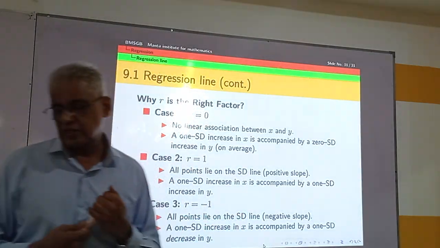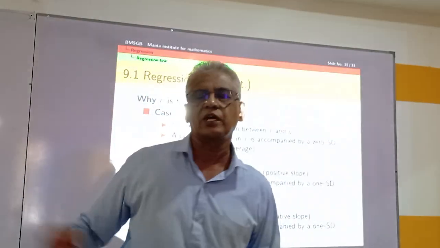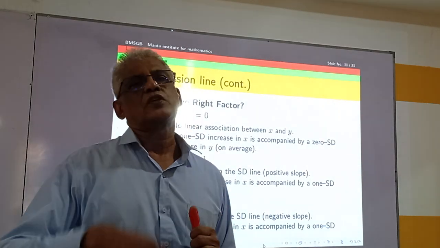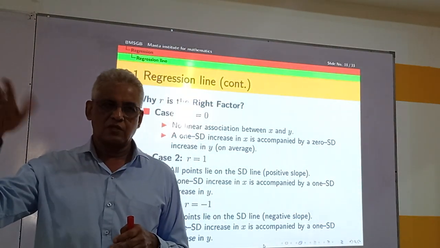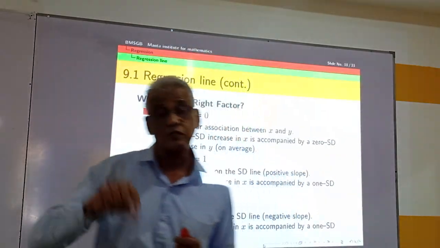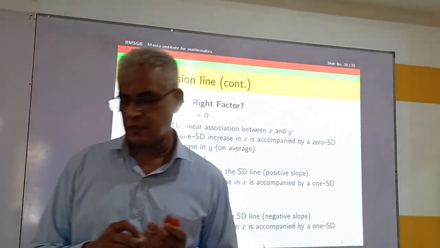For example, if there is no linear association, we know that R is equal to 0. So when X is increased, Y is not increased. Therefore, the increase in Y on average is 0 times SD of Y. So that will be 0. That is meaningful.